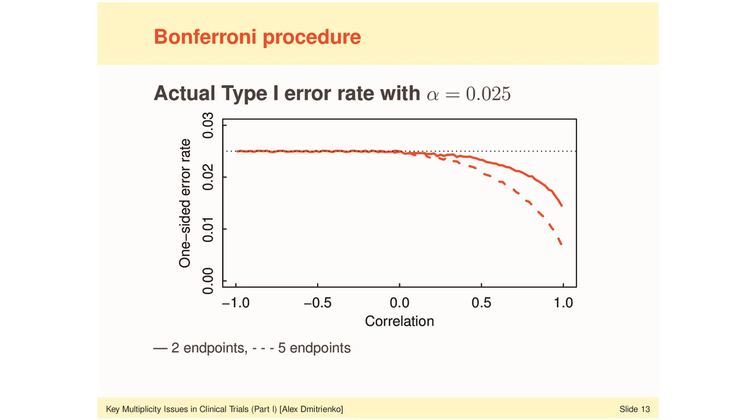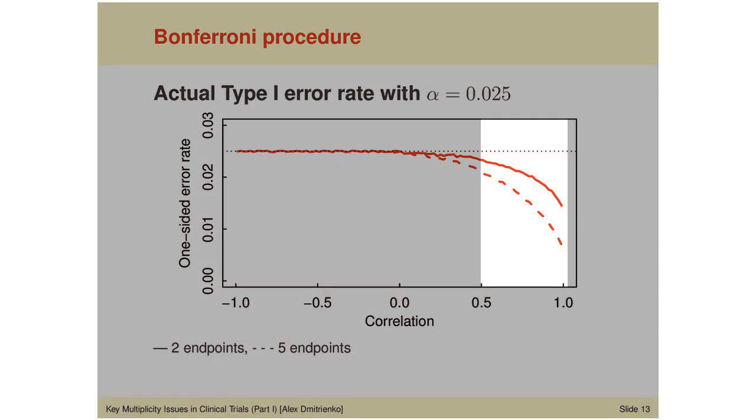And you can see here, when you focus on this interval, that the Biopharmaceutical procedure performs quite well when this common correlation coefficient is less than about perhaps 0.3. In this case, the error rate is quite close to the nominal level of 0.025, but then the error rate becomes severely deflated when the correlation coefficient is close to 1, especially with 5 endpoints. That is when you take a closer look at the dashed curve, and the solid curve corresponds to the case of 2 endpoints in this multiplicity problem.